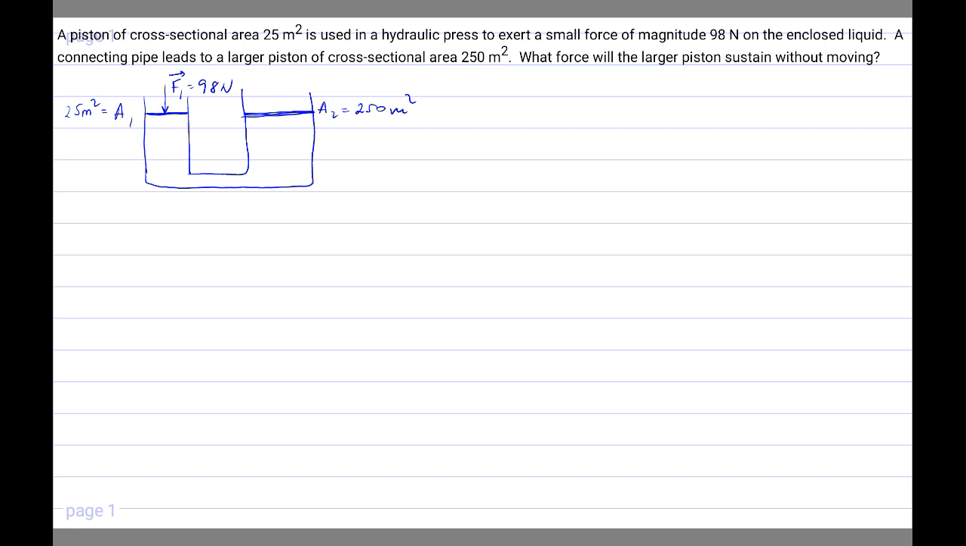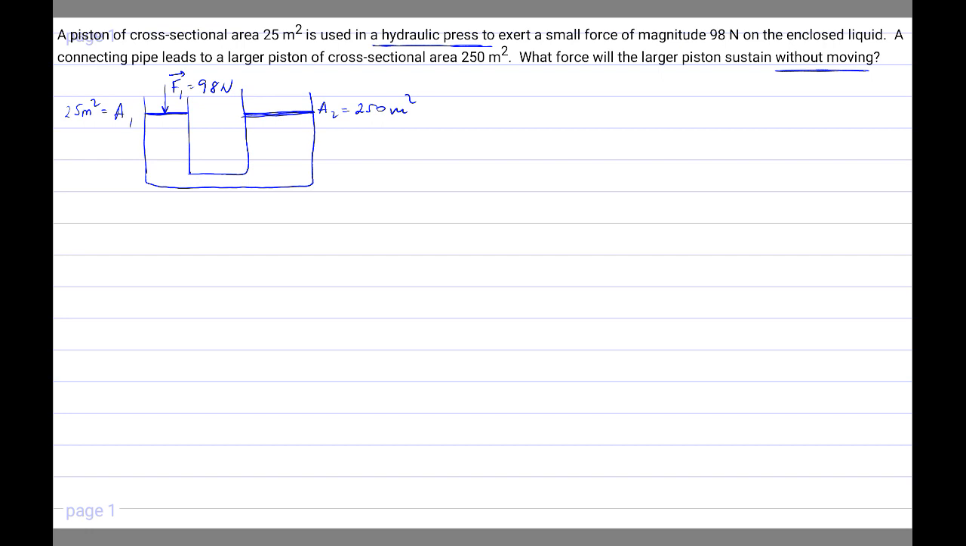So how do we know what principle to use here? There are some key words that should clue us into what the principle is that we are supposed to be using. One of them is the hydraulic press. So hydraulic presses usually go with Pascal's principle. The other thing is that we have a liquid that is not moving. So the liquid is at rest.